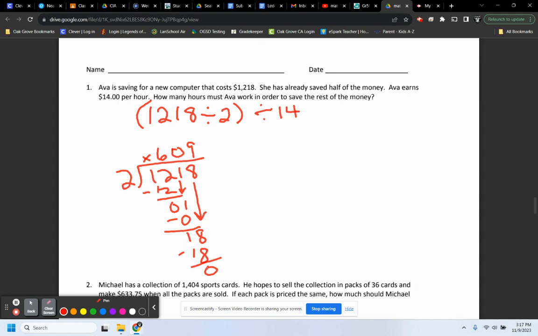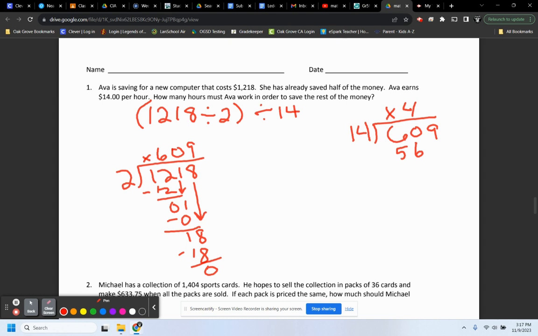She has to save another $609, and she makes $14 per hour. How long is it going to take her to do it? Well, let's write that division problem. 14 into $609, right? Well, 14 does not fit into 6. It does fit into 60. It looks like it's going to fit about 4 times. Okay, so 4 times 4 is 16. We'll carry our 1, and 4 times 1 plus 1 is 5, so we have 56.